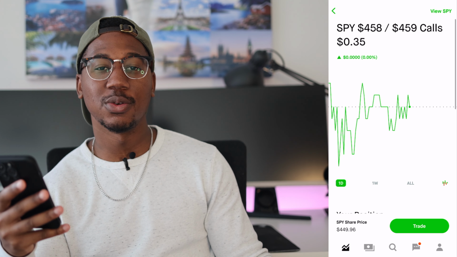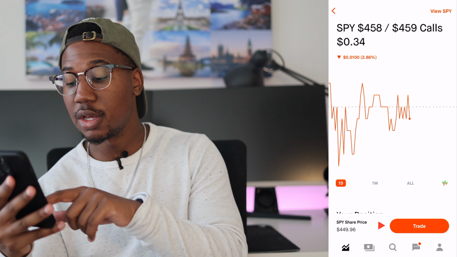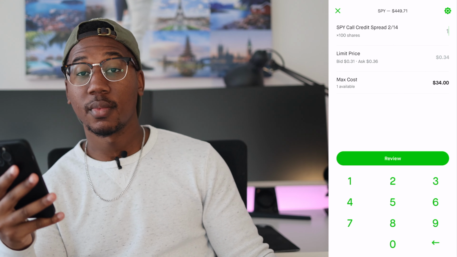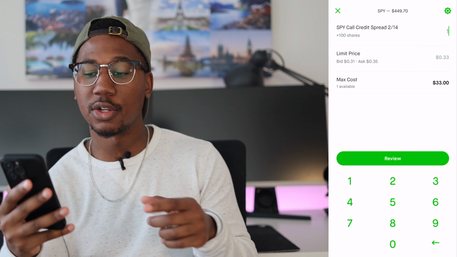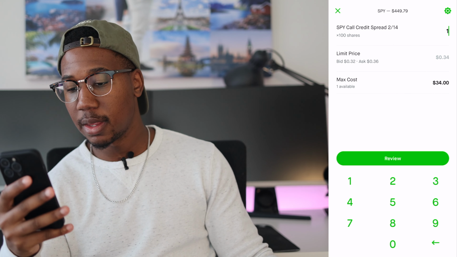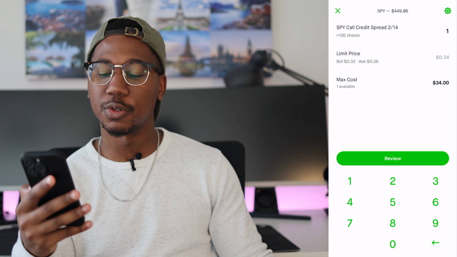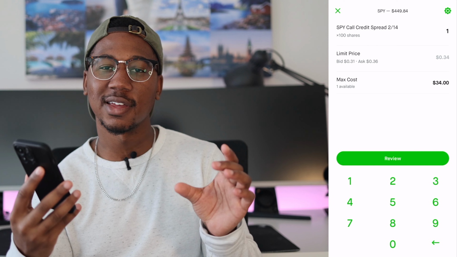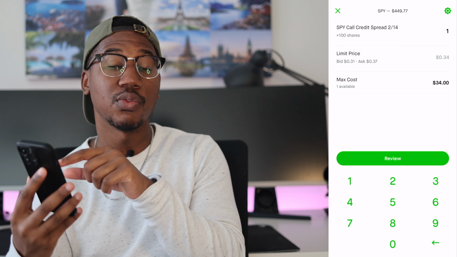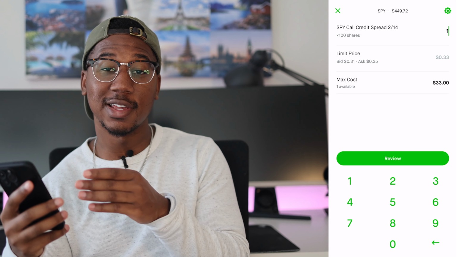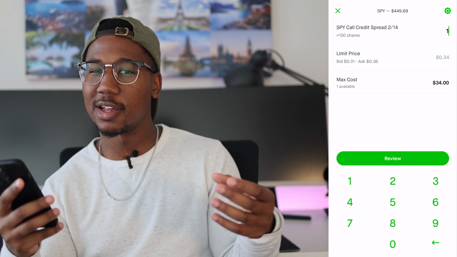So what you're going to want to do to get out of the spread is hit trade, and then hit close. I only have one contract, so I'm going to hit 1. And then this is where a lot of people typically have trouble. There's a spread on the bid and ask. So if I were to do $34 right now, I wouldn't get filled right away. A lot of people just put in exactly how it is, and this is where I get a lot of questions.